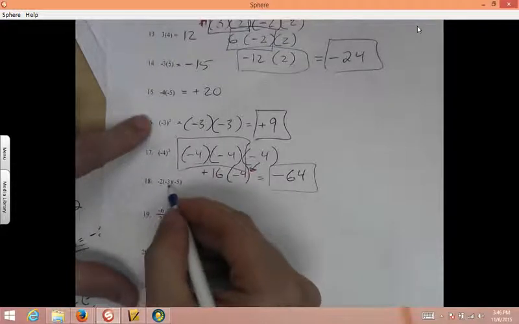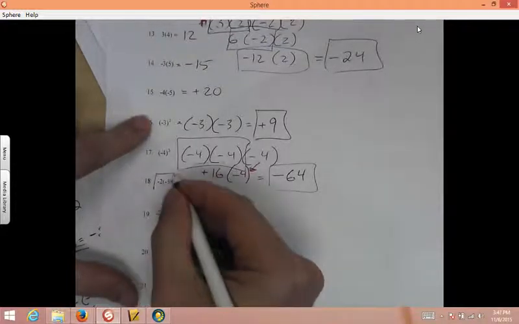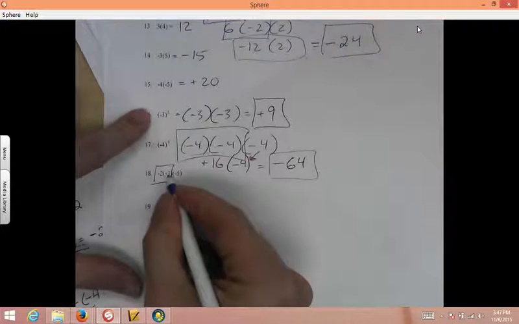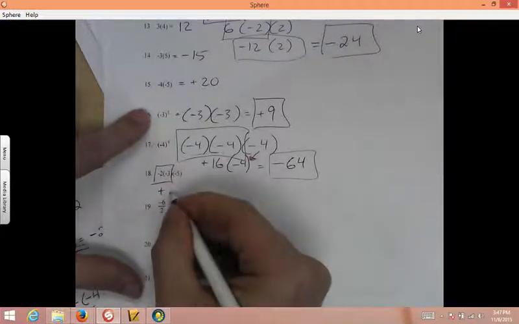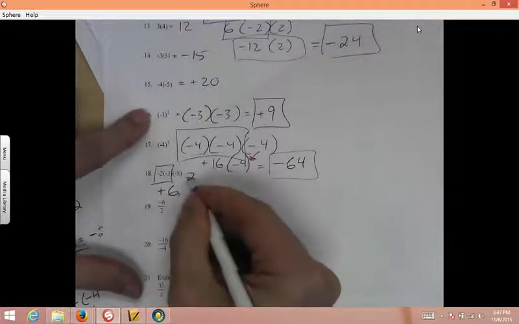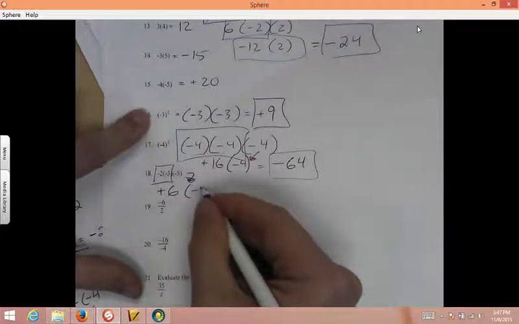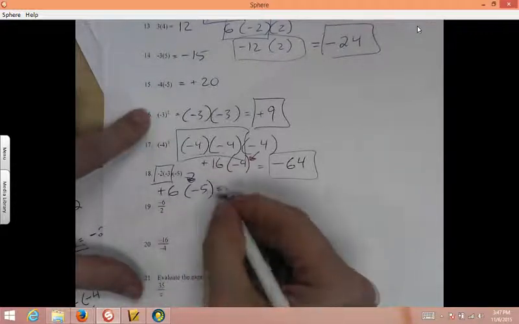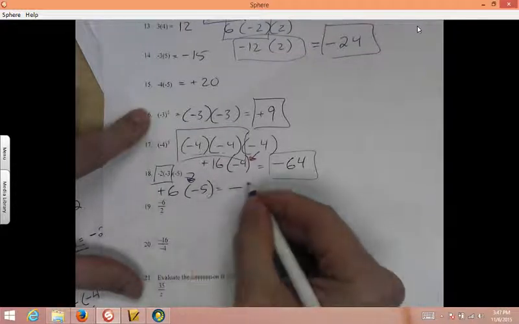Right here, -2 times -3 times -5. Do the first two first. -2 times -3. Signs are the same, so I get a positive, and 2 times 3 is 6. I bring this down, and I've got that times -5. Well, the signs here are different, so the answer is negative, and 5 times 6 is 30.